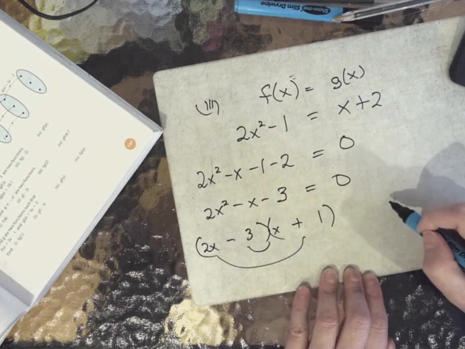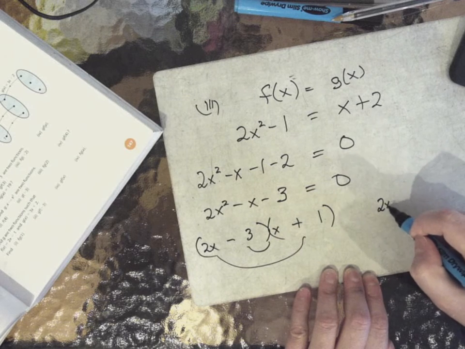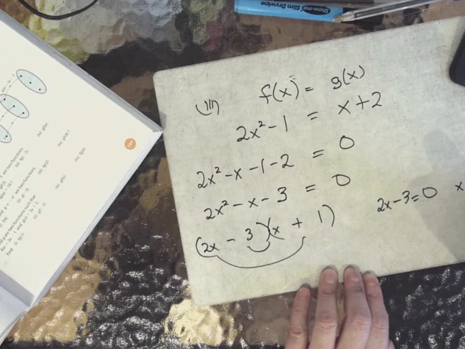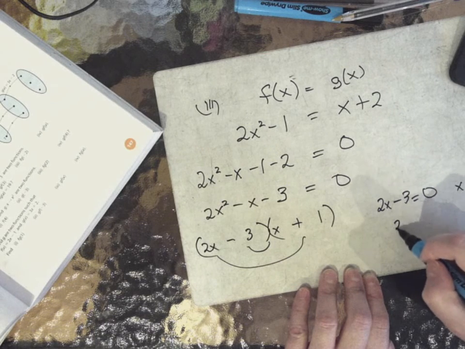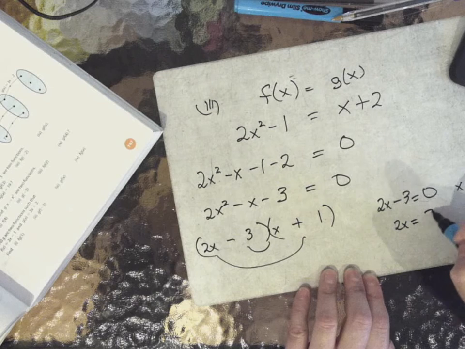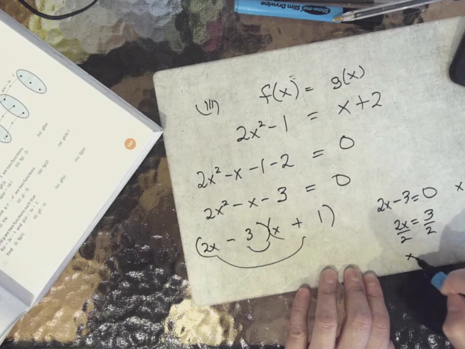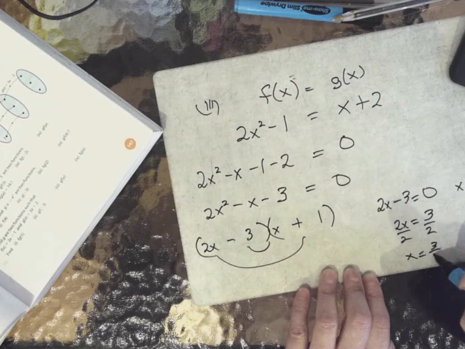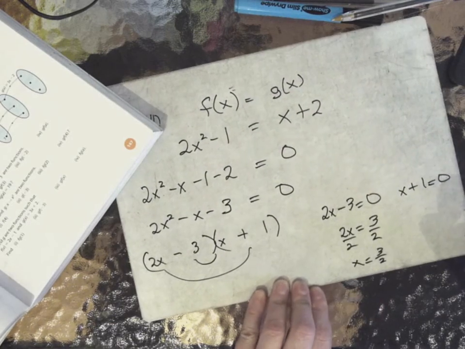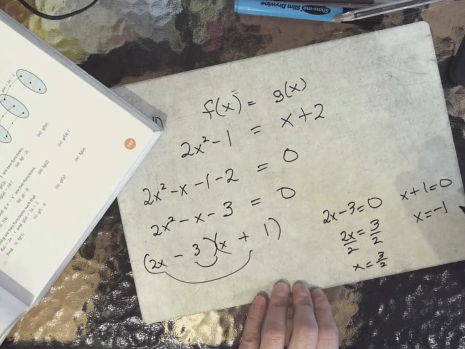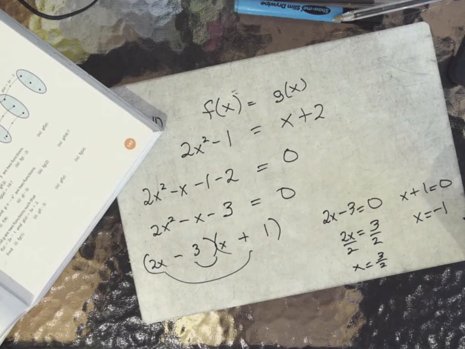Now it says solve, so that means you let each bracket equal 0, so 2x minus 3 equals 0, and x plus 1 equals 0. So you get x is on one side, numbers on the other, so 2x equals 3, and then divide each side by 2, and you get x is equal to 3 over 2. And over this side, x is equal to minus 1 when it comes over. Okay? And that's question 9.